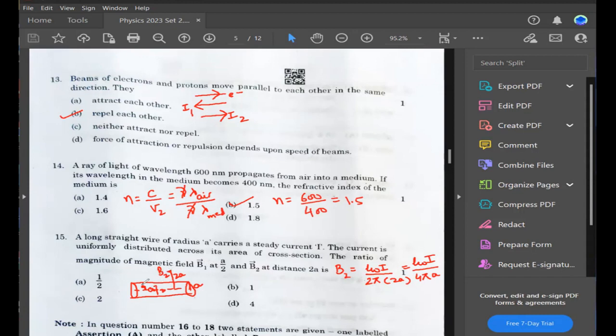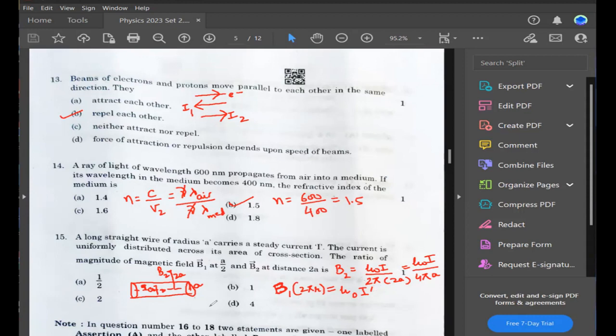Now let's find out B1 at a distance a by 2 from the center of the wire. Using Ampere's circuital law, we know that B1 into 2 pi r, here r is A by 2, will be equal to mu naught into the current. Now the current will not be the same. Current reduces as we go inside, or you can say that from the center to the surface, the current increases. So let the current flowing through this cross-sectional area of radius A by 2 be I dash.